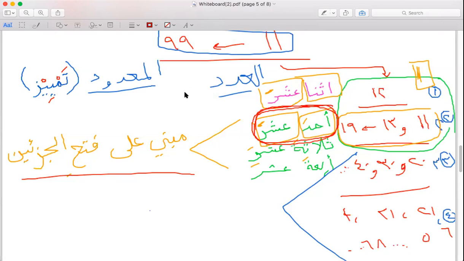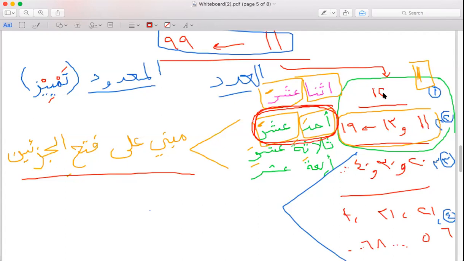If the ma'dud is mu'annath, then both sides of the adad, both parts, al-juz'an, are going to match the gender. Mu'annath will go with, both of these will become mu'annath. If the ma'dud was mudhakkar, however, then both parts of 11 and 12, they will both be mudhakkar.